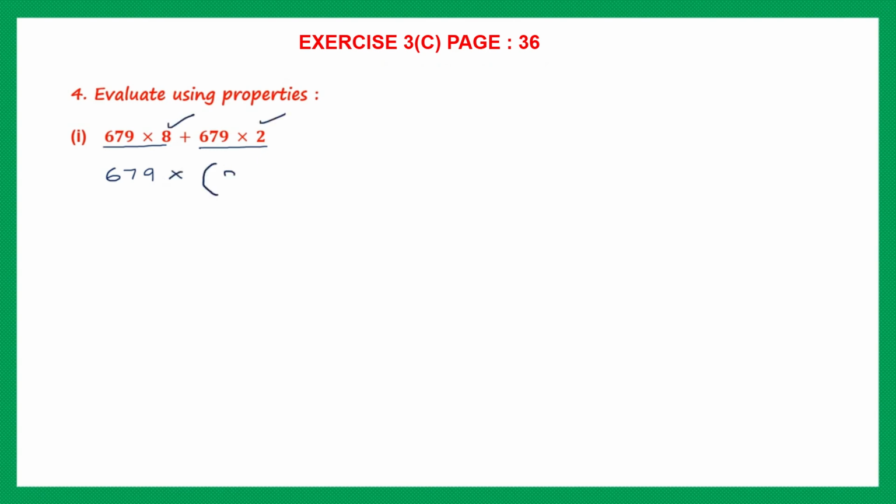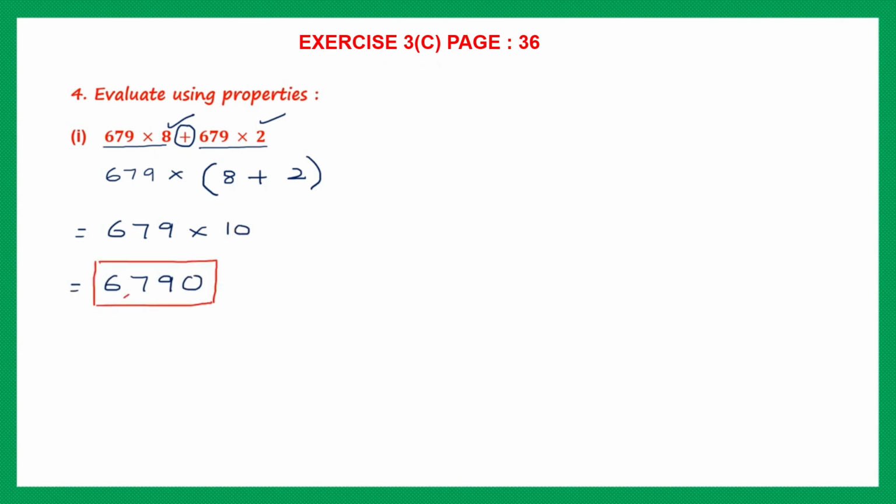So that will be 8 and the sign here is plus. So we can write plus and 2. So now this becomes 679 into 8 plus 2 is 10. So this is 6790. So here we have used the distributive property to get our answer.